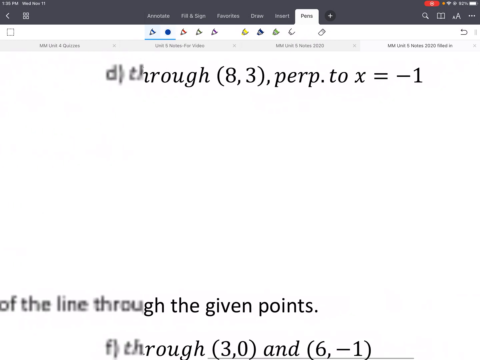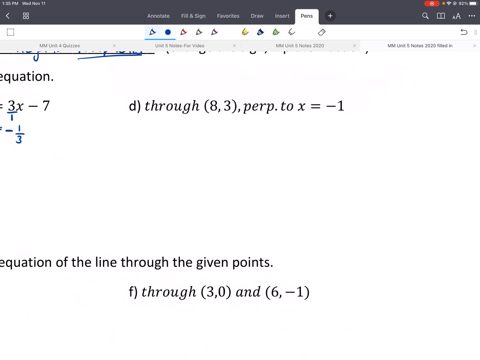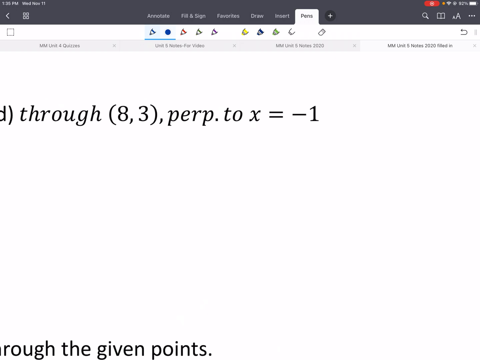All right, so here's another example. We want to find a perpendicular slope. So this line is x equals negative 1. Let's just look at that really quick. So again, if it's x equals negative 1, that gives us a vertical line, which has a slope of undefined.